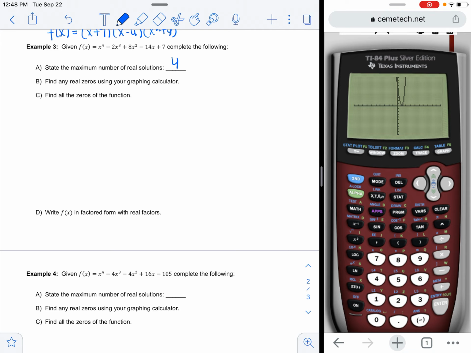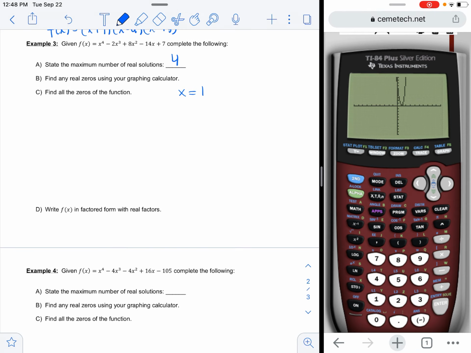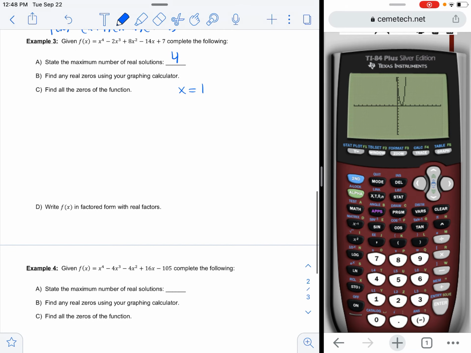So find any real zeros using your graphing calculator. That's what I'm working on now. And I can see that I have a 0. It looks like it's at 1. And notice it's bouncing there. So I have a feeling it might be a repeated 0. Because I don't see any more real zeros, I could expand this to see if maybe there's one at 20. But I know that it's a repeated 0. Okay, so 1.